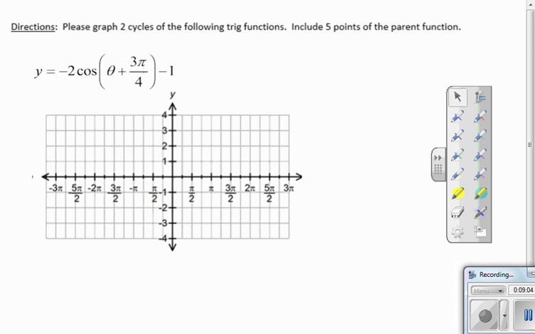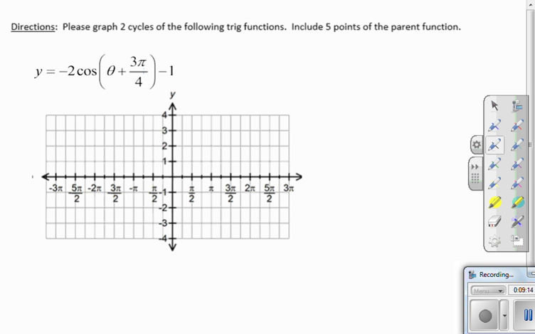Include 5 points of the parent function. So here we're going to graph y equals -2 cosine(theta plus 3 pi quarters) minus 1. So again, I'm going to make an ABHK chart to see my parameters for that. If you've been in my classes, again, ABHK are not foreign ideas when you're dealing with transformation.